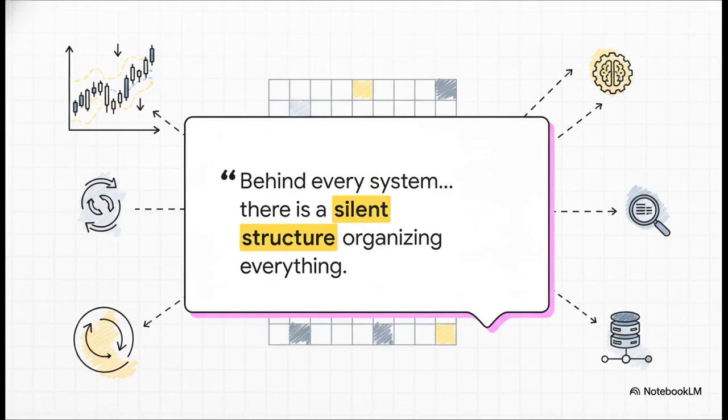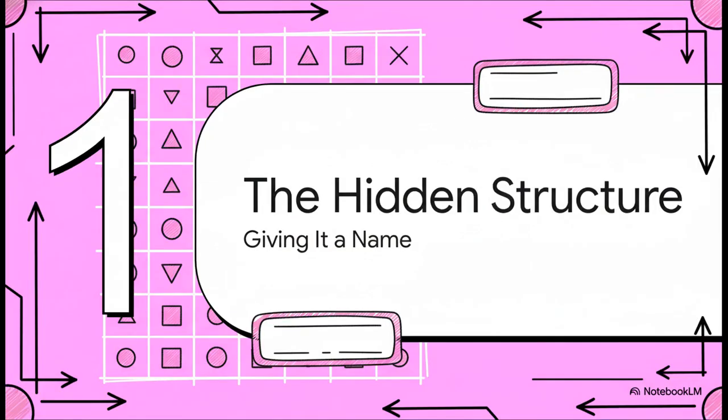I mean, really think about that for a second. Every single complex system we rely on, from the world of finance to physics to the algorithms that suggest what movie you should watch next, they all share this common backbone, a silent organizer just working away in the background. So let's do it. Let's give this powerful, hidden thing a name.